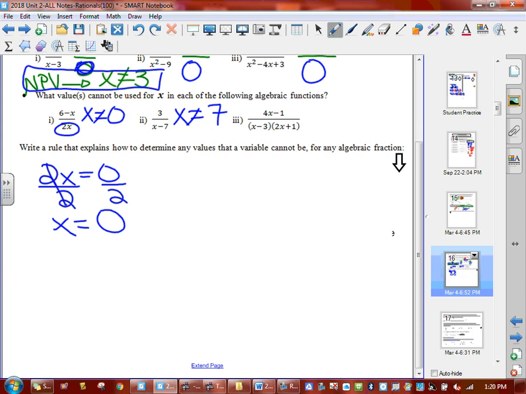Over on the next one, we have to make each bracket equal to 0 and then solve for x. So let's take a look at the first bracket. What would make that bracket equal to 0? Positive 3. 3 subtract 3 gives me 0. So that means x cannot be positive 3, because I don't want it to be a 0. We're trying to avoid that.